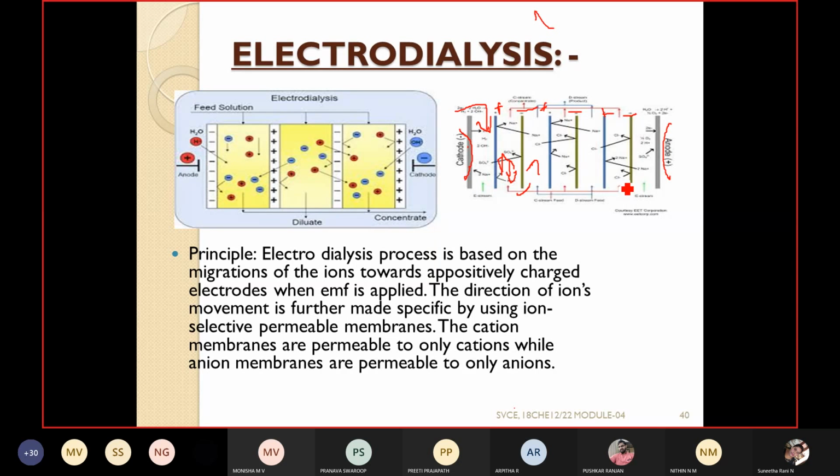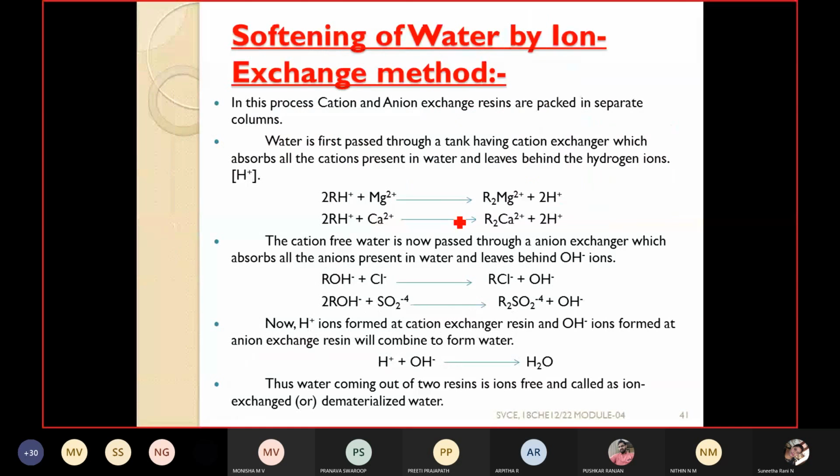This is done with the help of current, or with the help of electricity. The process is called the electrodialysis process. This is also for removal of dissolved salts present in the water. The next is softening of water by ion exchange method.